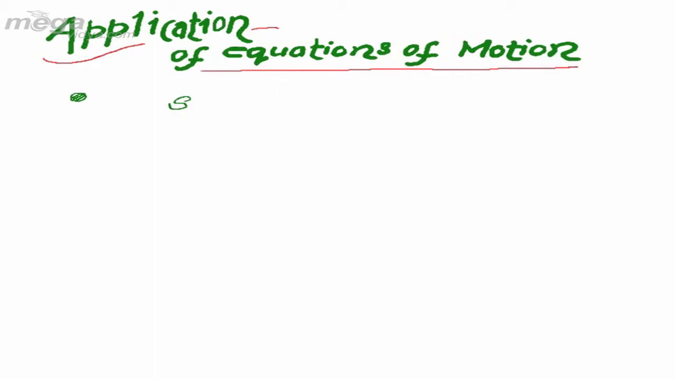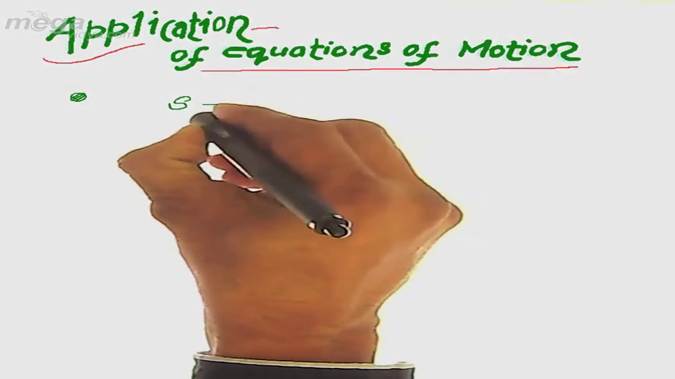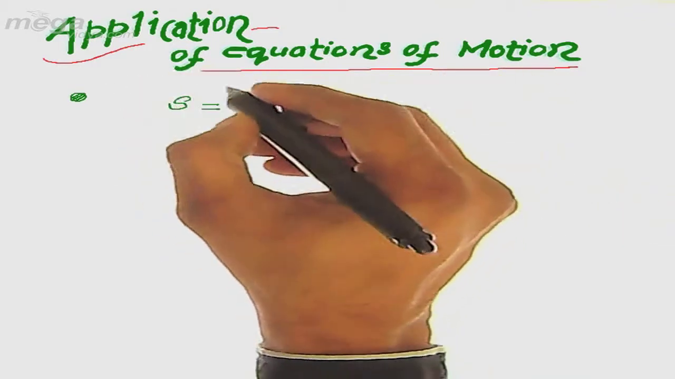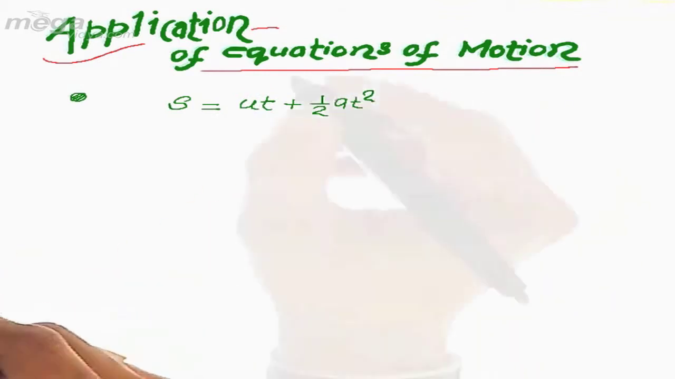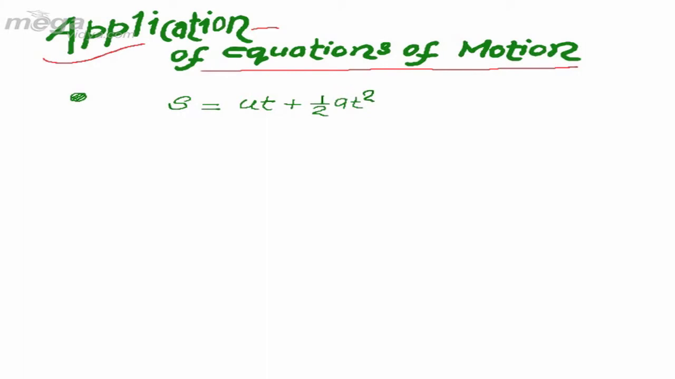Say, motion starts at time t equal to 0. Then the displacement of the particle as a function of time and initial velocity u can be written as ut plus half at square. This equation is written here in its real form.